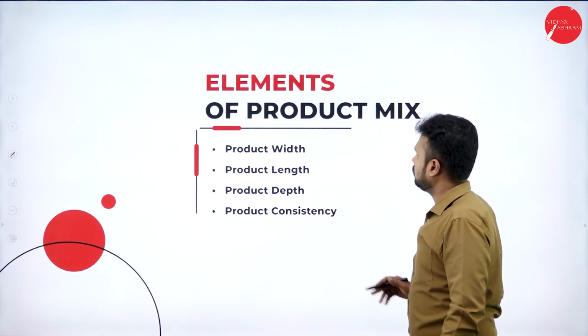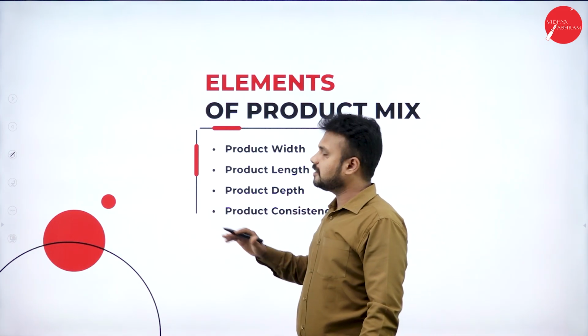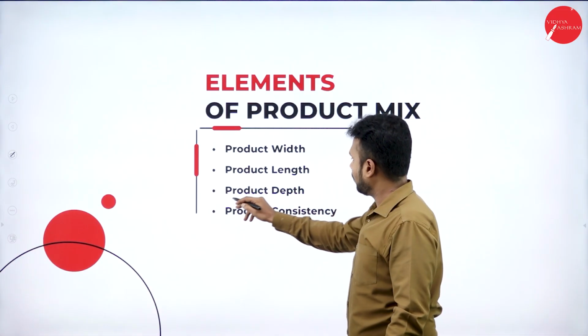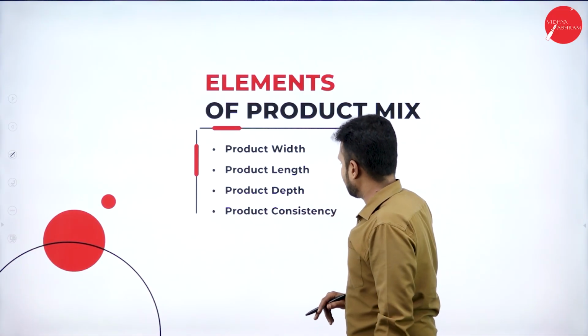Elements of product mix. There are 4 elements of a product mix. Number 1, product width, product length, product depth and product consistency.